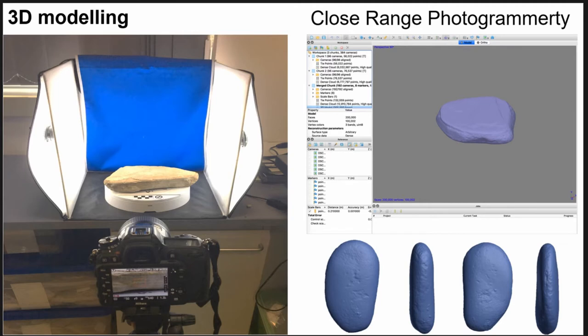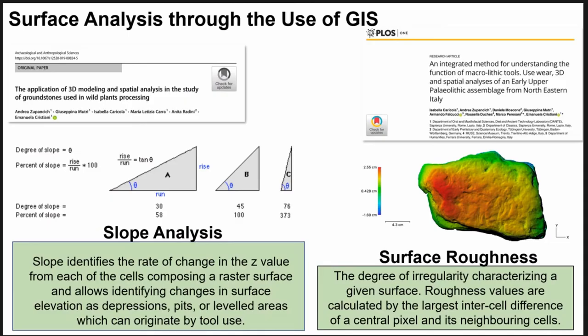The high-quality 3D models are then treated in order to carry on the analysis of the surface, which is performed by processing the 3D scan through GIS, a geographic information system. We export each surface of the groundstone as a digital elevation model, a DEM, and we treat it as a normal map. In particular, we focus on the analysis of slope and surface roughness, which are really good indices, as you call it, Thomas, to monitor and observe modification caused by use happening on the surface of the groundstones.